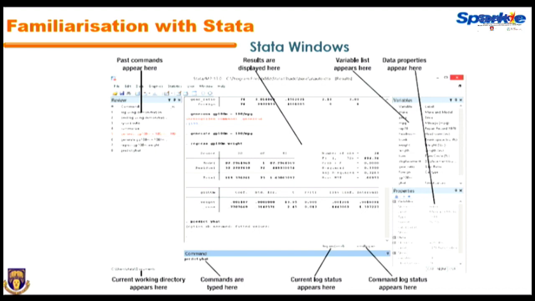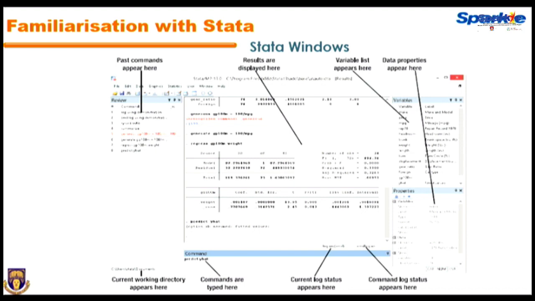Look at the middle. This big middle, that is the results window. Everything you do inside Stata, the responses you are going to be getting will be showing here. And this small cell here, that is your command window.